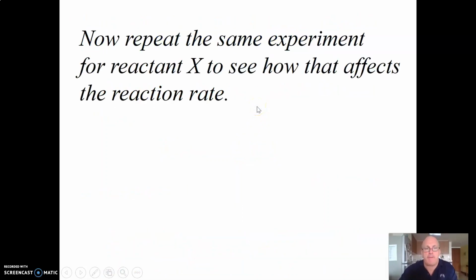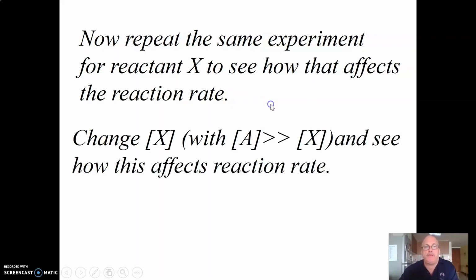Now, repeat the experiment, but for reactant X. And for this, you need the concentration of A to be 10-fold that of X. So any changes you observe must be due to X. All right, there we go. Concentration of A is much greater than X.